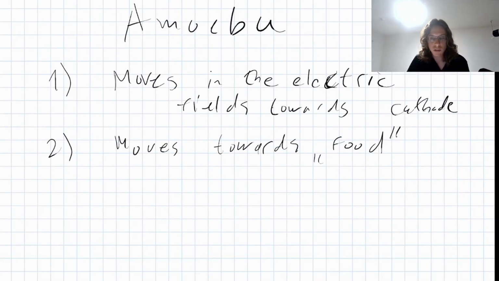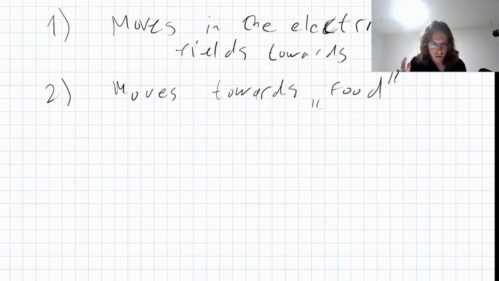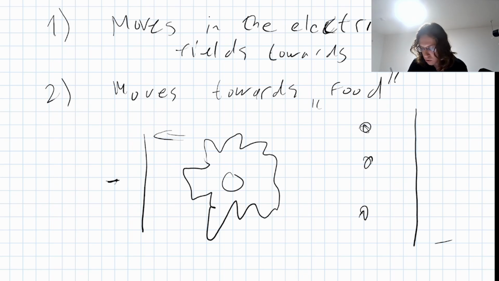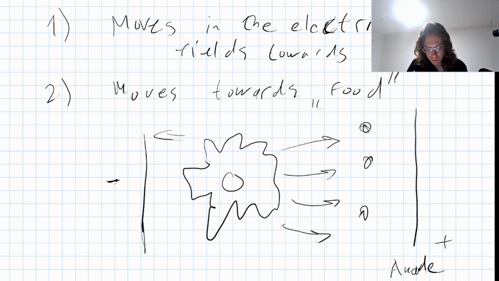And what researchers did, they trained amoeba. So amoeba usually would move here, right? But they put a lot of food next to the anode on the other side. So the amoeba started to move in the opposite direction from the perspective of the electric field. So it started to contradict this.